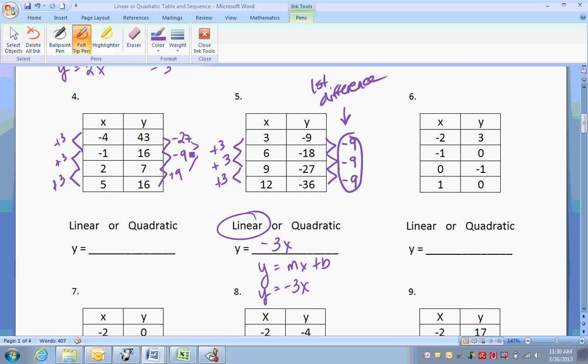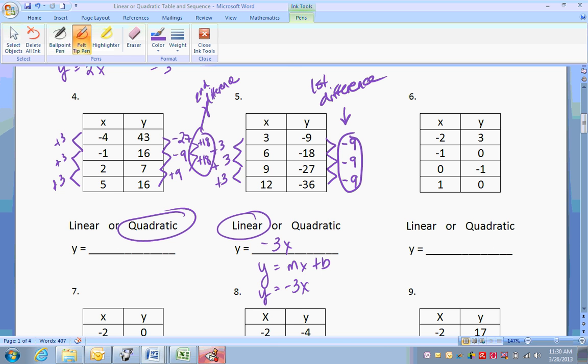And to get from negative 27 to negative 9, you add 18. And to get from negative 9 to positive 9, you add 18. Well, if you notice, our second difference is the same. So our equation is going to be quadratic.